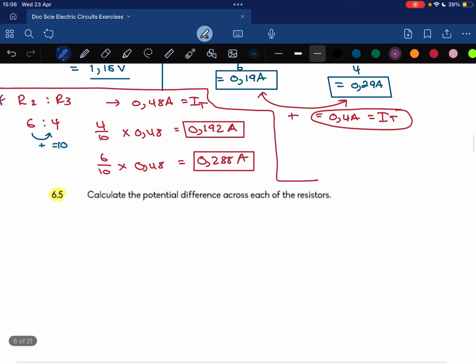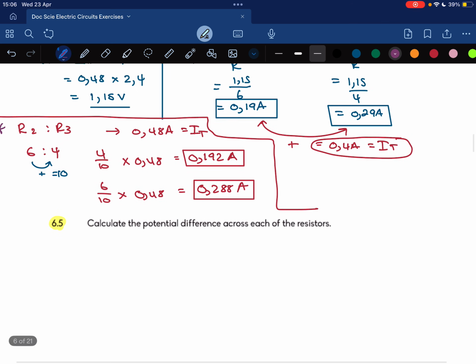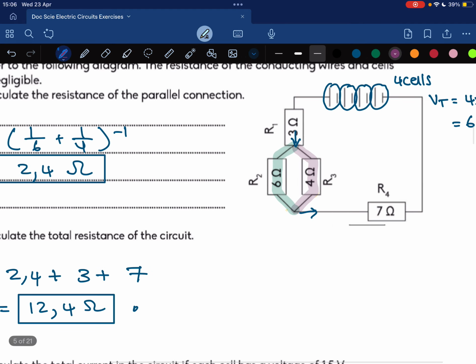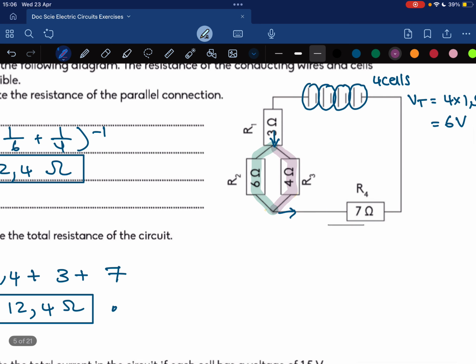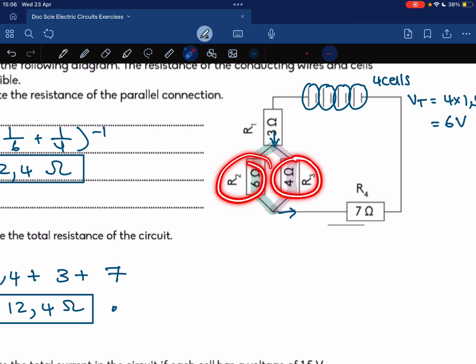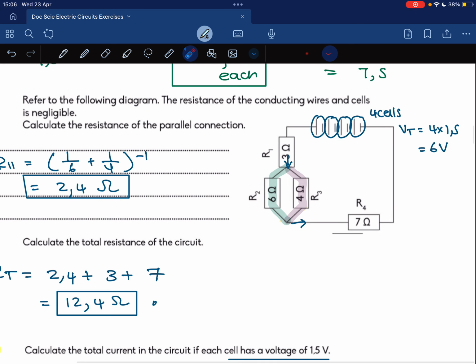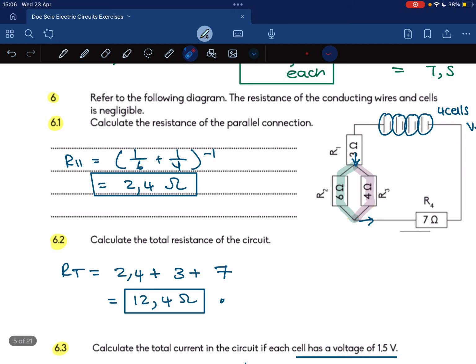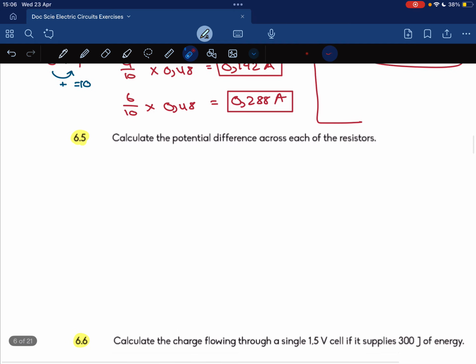Then 6.5 says calculate the potential difference across each of the resistors. Okay, so let's have a look. Basically I'm trying to find the V across every single resistor. Now I know that these two will be the same. So it's the R1 and the R4 that are going to be different. So let's have a look and see. We'll start with R1.